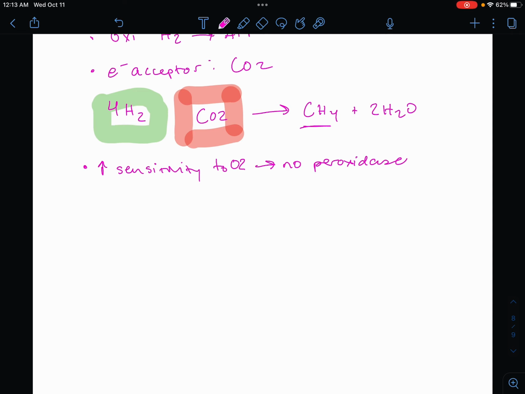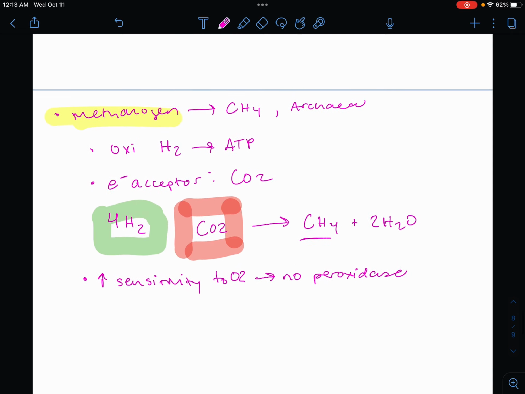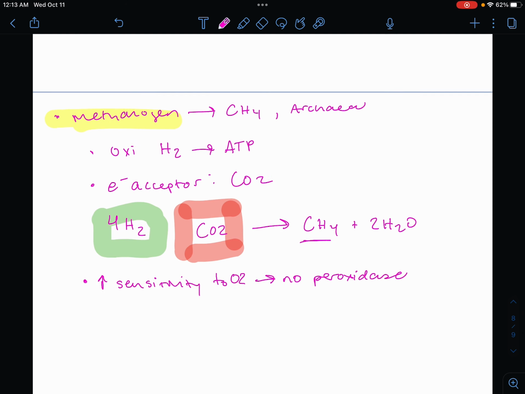There's no way for these archaea to defend against the reactive oxygen species or these strong oxidizing agents that are produced as byproducts of common biosynthetic pathways that the cell uses. So they're very sensitive to O2 since they don't have those peroxidases to deal with it.